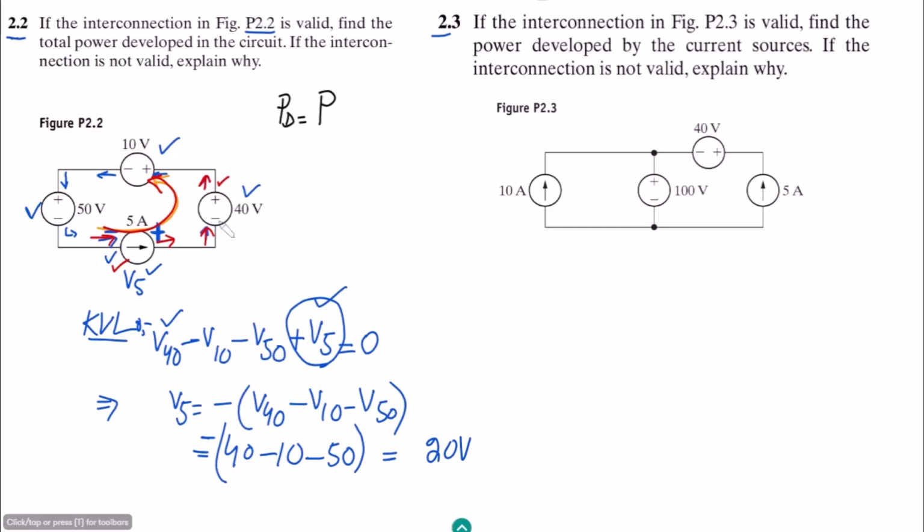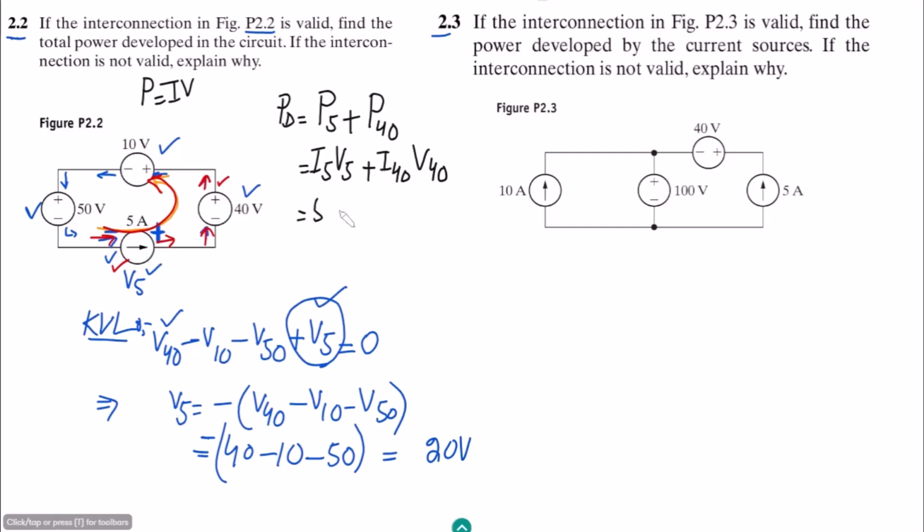PD is equal to the power developed across this 5 ampere source plus the power developed across this 40 volt source. Okay, so let me have the formula, and we know that P is equal to IV. Here I is I5, which is the current going through this source, and here this is V5. Similarly, here we have I40 and V40 as well. In this series circuit, we can clearly see that the current through all of these elements is the same, and that is the 5 ampere.